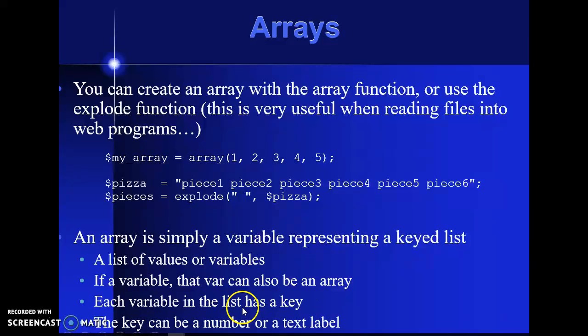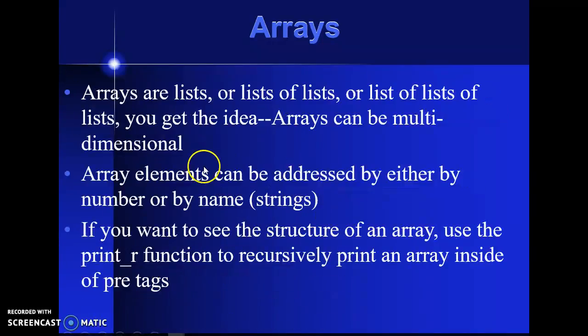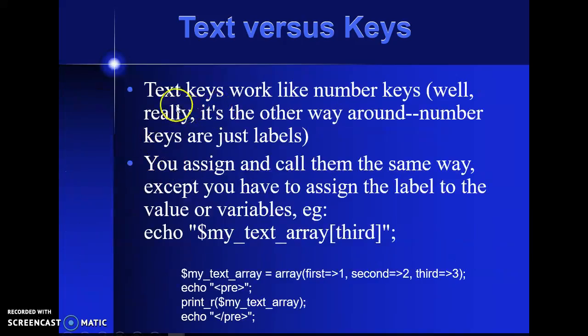Each variable in the list has a key. A key can be a number or a text label. Arrays or lists are lists of lists or lists of lists of lists. You get the idea. Arrays can be multidimensional. Text versus number keys. Text keys work like number keys. You assign and call them the same way, except you have to assign the label to the value or variable.